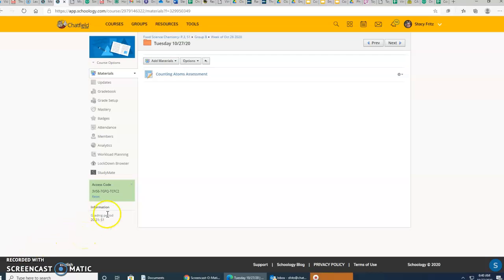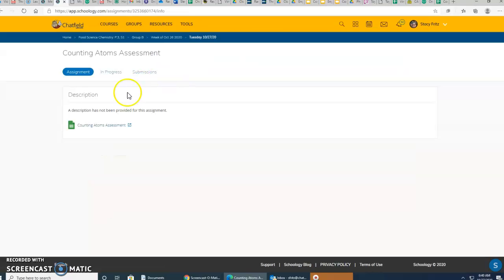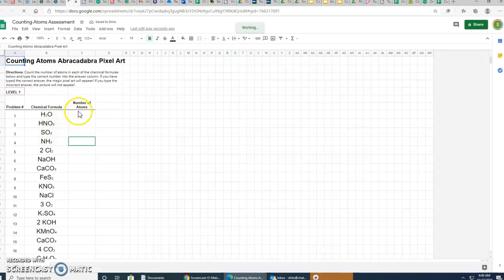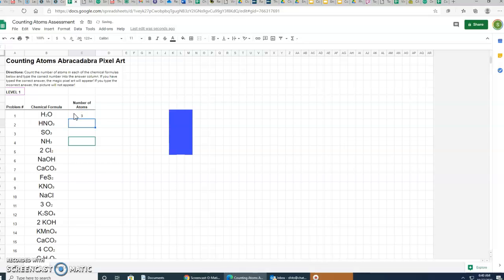Hello there. So today is your counting atoms assessment, or basically your final time that we're going to take a look at this. So if you open it up, it's a Google Excel sheet basically, and it's super easy. So take a look at the chemical formula for water under problem number 1, and you have 3 atoms there. So if you put the number 3, a little blue box comes up. Eventually it will reveal a picture for you.